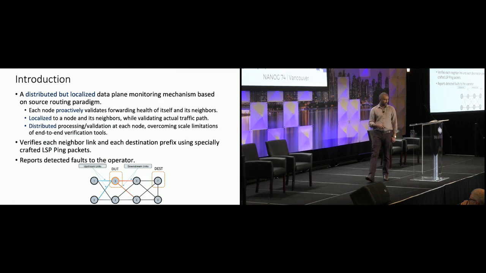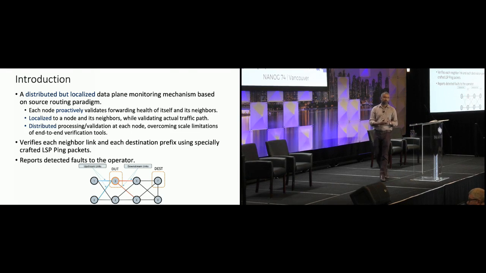And we do this through a distributed and localized detection mechanism that is based on source routing paradigm. So in this case, it can monitor the entire network. It can monitor the network proactively, constantly going on in the background, detecting any faults. And it's localized because we don't go beyond one hop. Each node just checks itself and then its immediate neighbors.